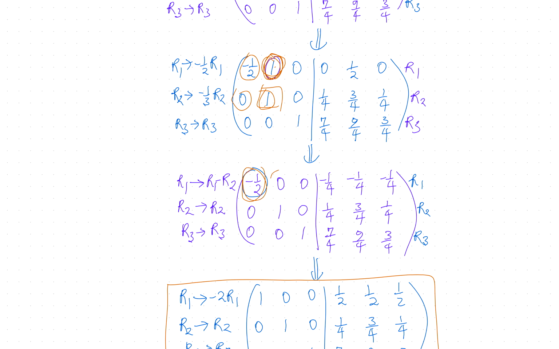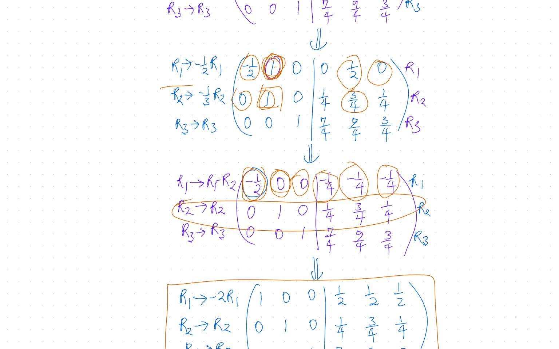0 minus 0, that's here. 0 minus 1 over 4, that's minus 1 over 4. Half minus 3 over 4, that's minus 1 over 4. 0 minus 1 over 4, that's minus 1 over 4. And then row 2 remains row 2 because we want it to be 0, 1, 0, and it is already that. So the new row 2 is the same row 2 as of old. And then row 3 also remains row 3. We have 0, 0, 1, 7 over 4, 9 over 4, 3 over 4.